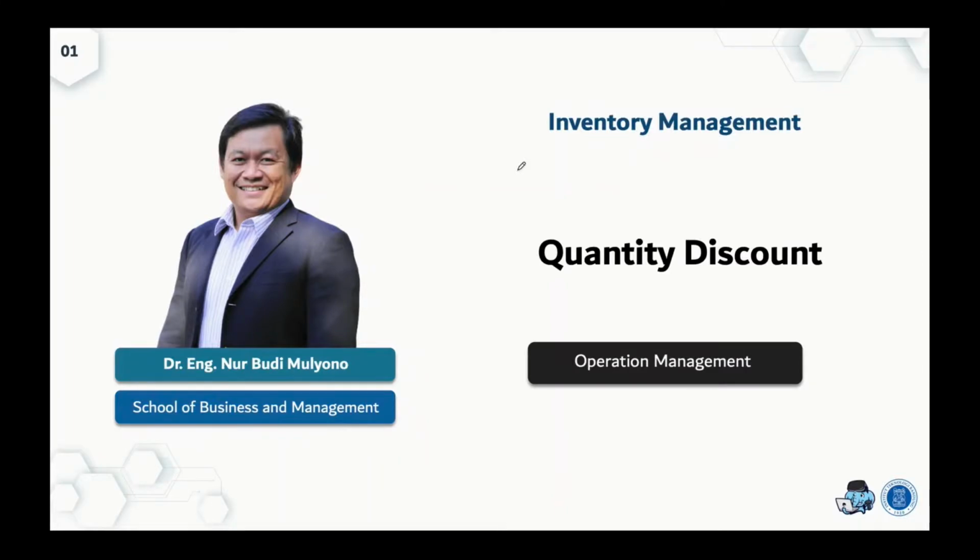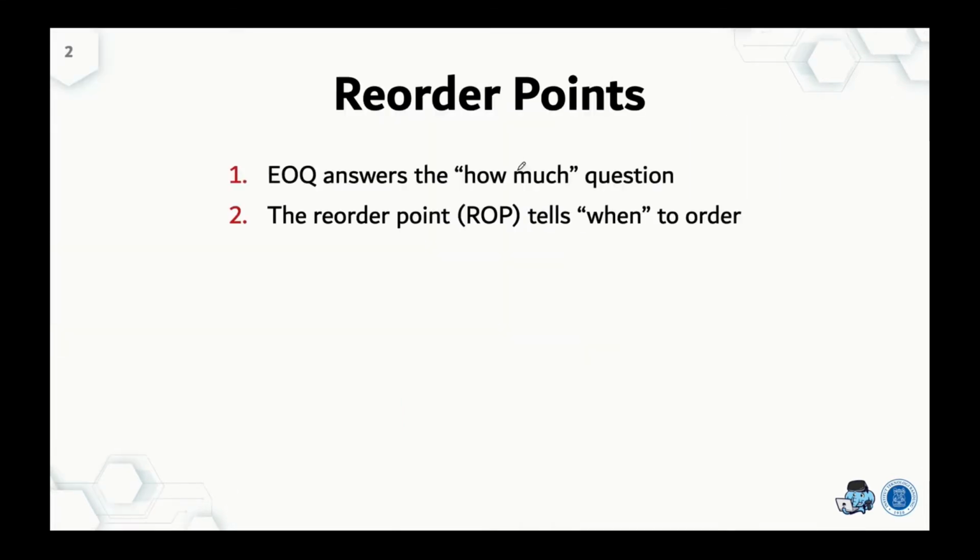Let's extend a bit the economic order quantity model that we already discussed in the previous video by applying the quantity discount. In the previous model, we assumed that the EOQ model does not accept a quantity discount, but we can make a relaxation to this model and implement it in the situation where there is a quantity discount. But first, let's discuss what we call the reorder point.